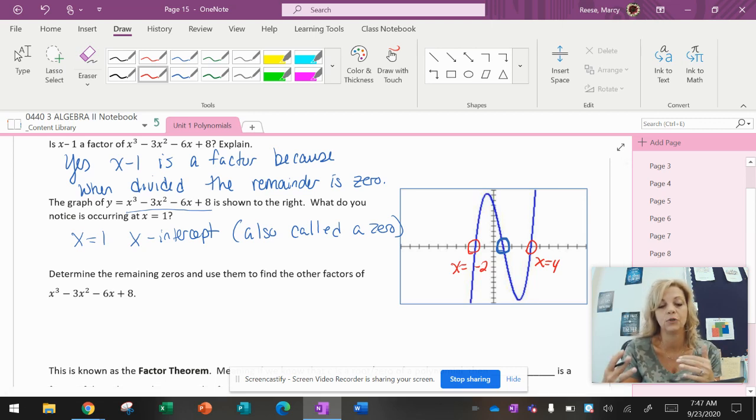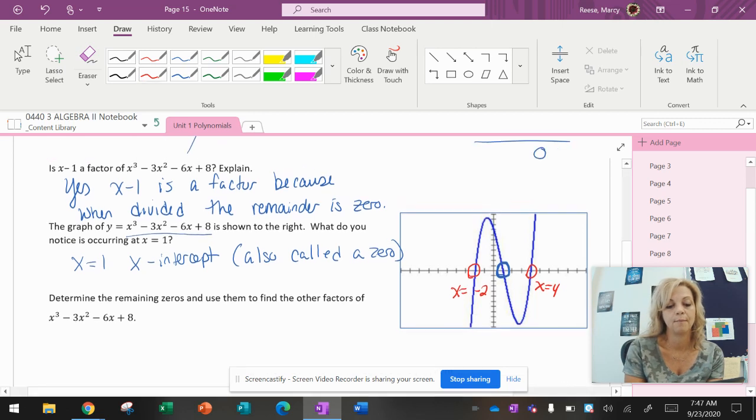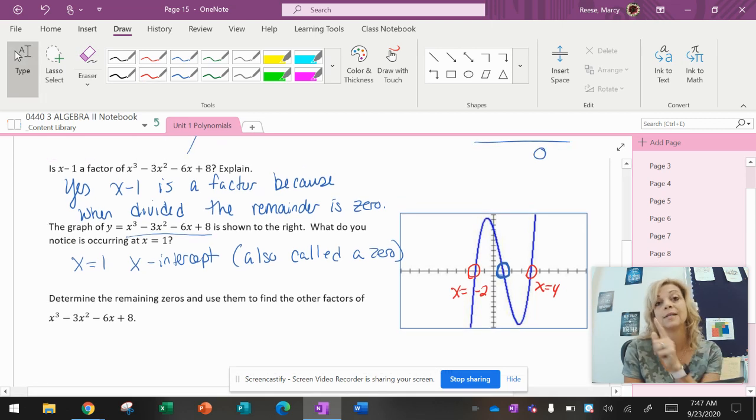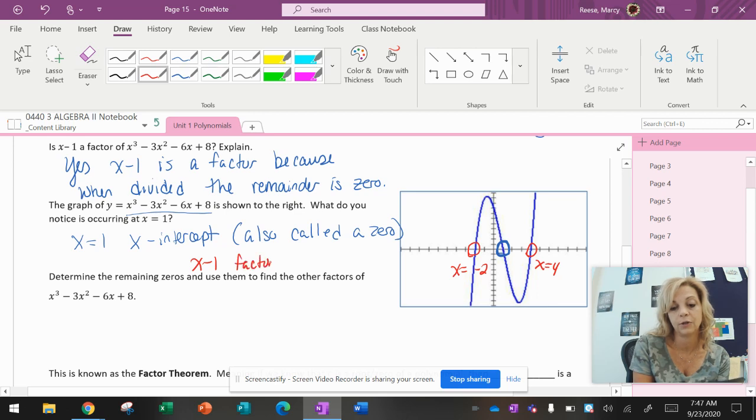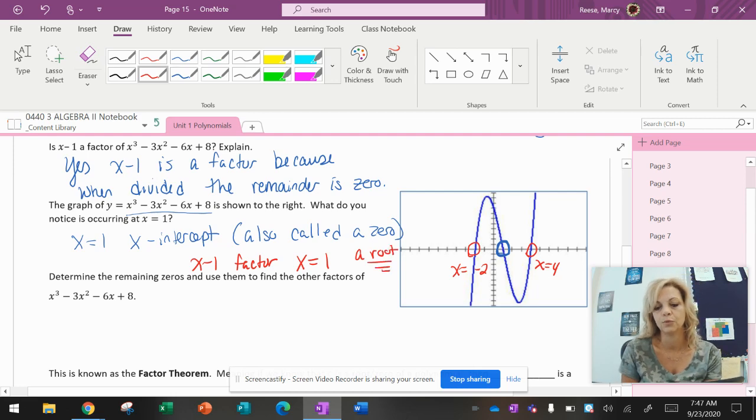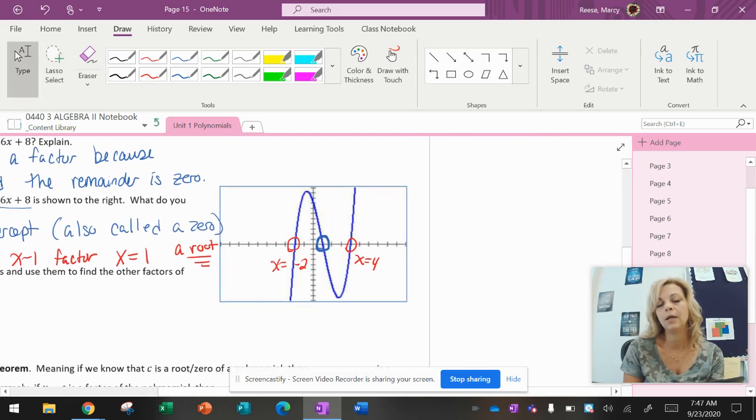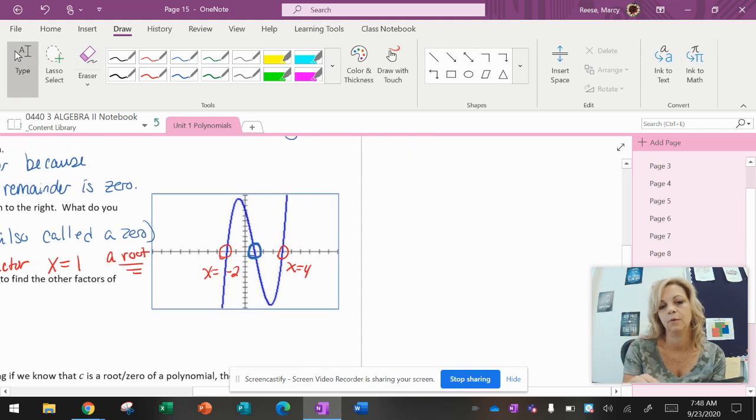Okay, so now the interesting piece though is that they're all x-intercepts. Let me rephrase it. They're all x-intercepts. So the factors, when I had x minus 1, this was the factor, but x equals 1 is the x-intercept or the zero, or also we call it a root. We call it a root, okay? So I want you to go back for just a second. I'm going to move it to the side because I really think this is a powerful explanation too.